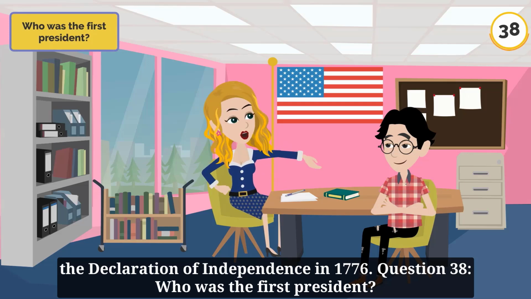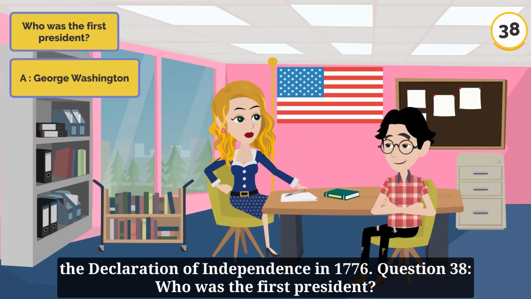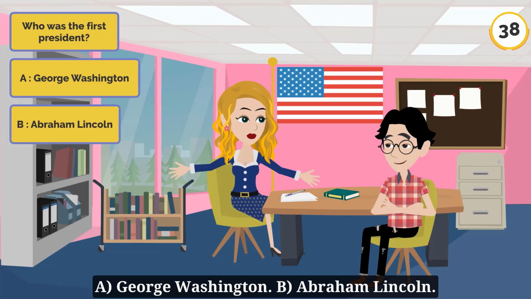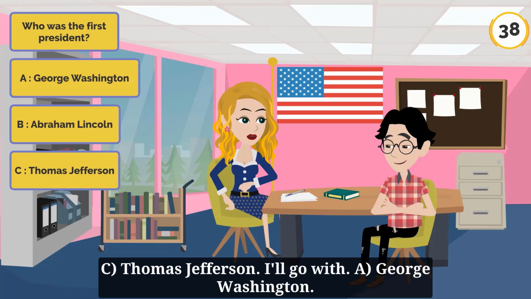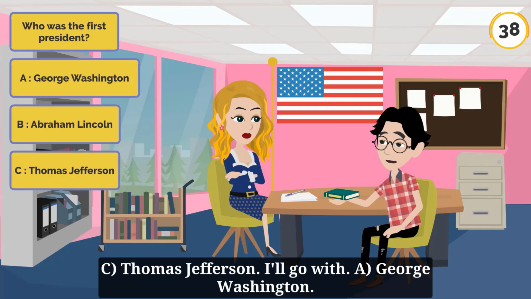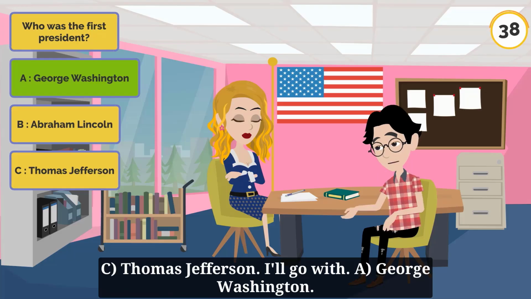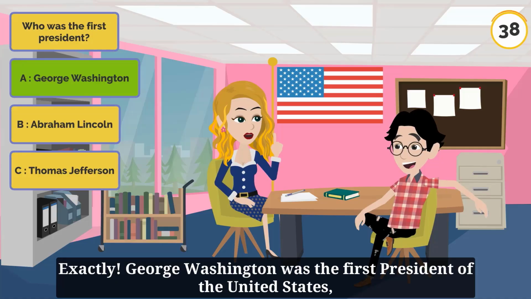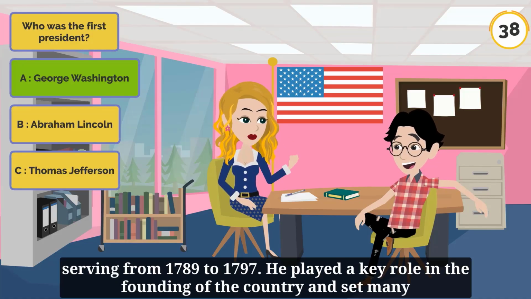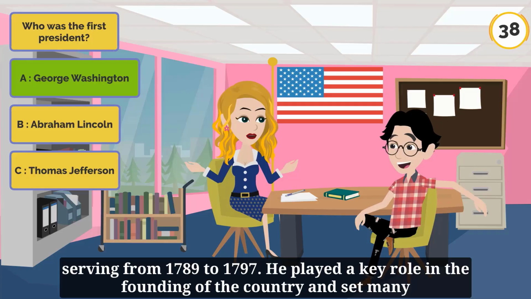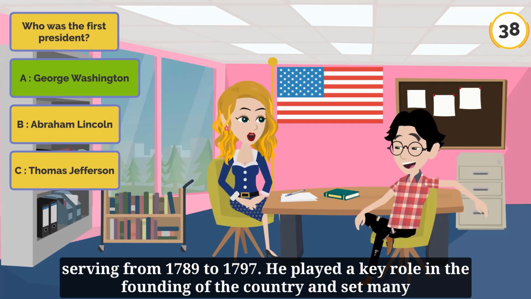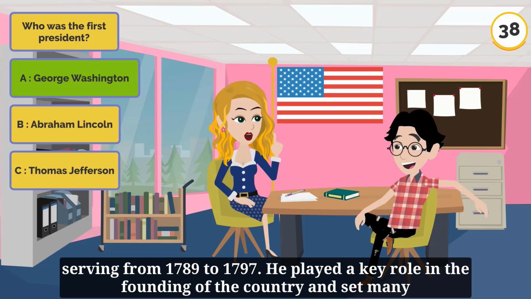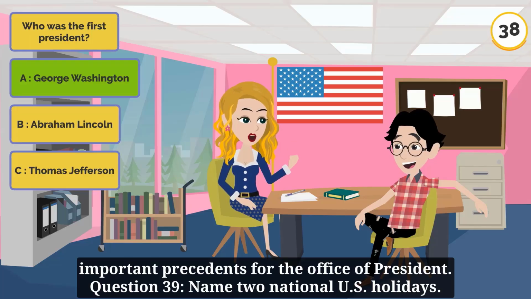Question 38. Who was the first president? A. George Washington. B. Abraham Lincoln. C. Thomas Jefferson. I'll go with A. George Washington. Exactly. George Washington was the first president of the United States, serving from 1789 to 1797. He played a key role in the founding of the country and set many important precedents for the office of president.